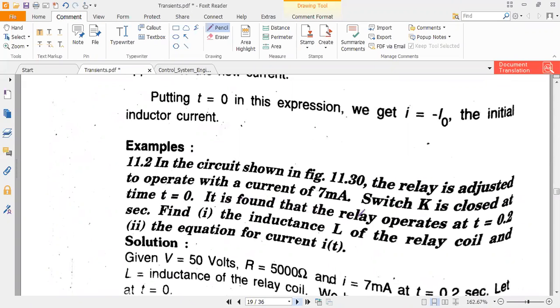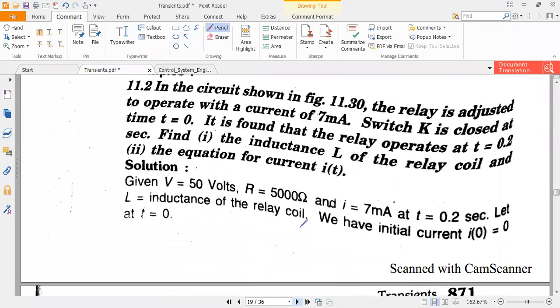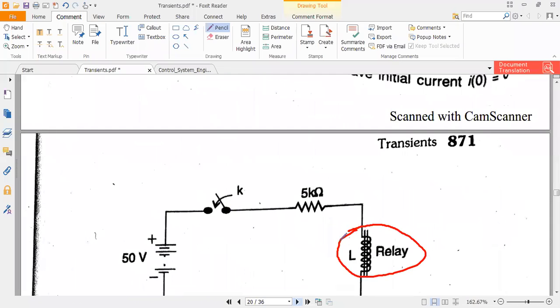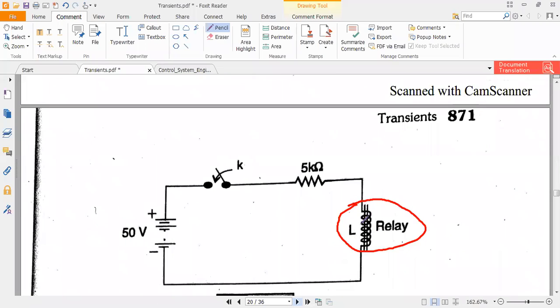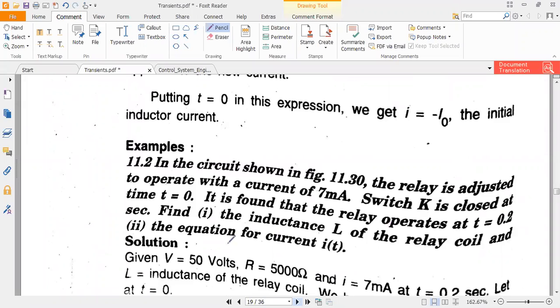It is found that the relay operates at t is equal to 0.2 seconds, which means when the switch is closed, the current flowing through the relay is 7 milliamperes at t is equal to 0.2 seconds. Then find the inductance L of the relay coil and also find the equation of I of t.